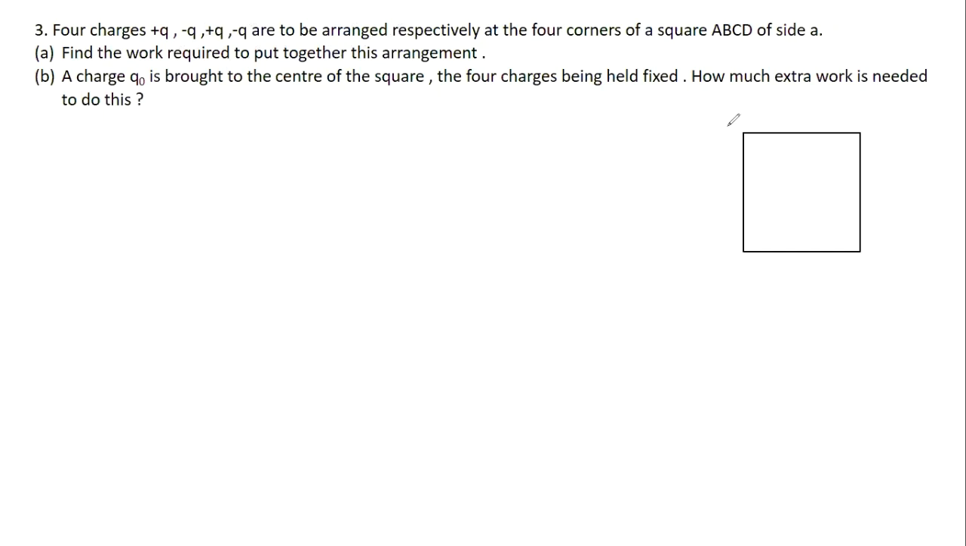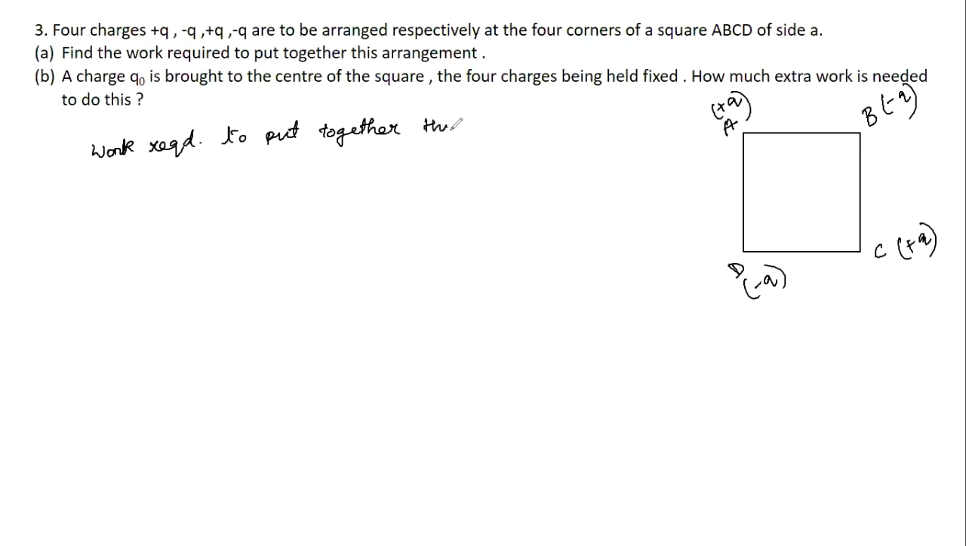Okay, so let's say that it's given certain names A, B, C, and D. A is having plus Q charge, B is having minus Q, C plus Q, and D minus Q. To find out the work required to put together this arrangement.